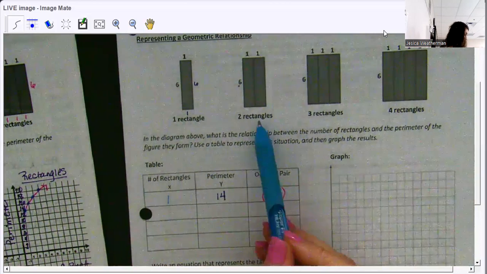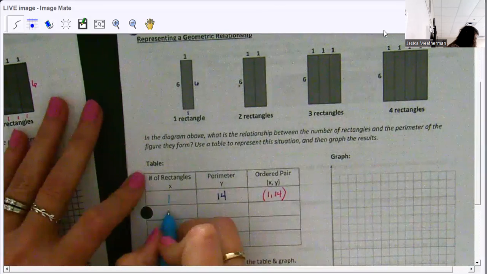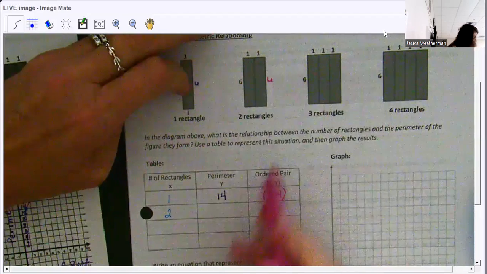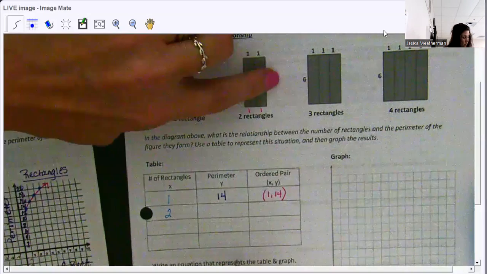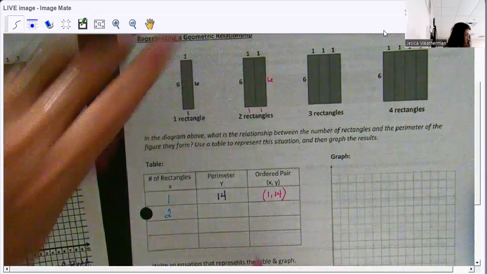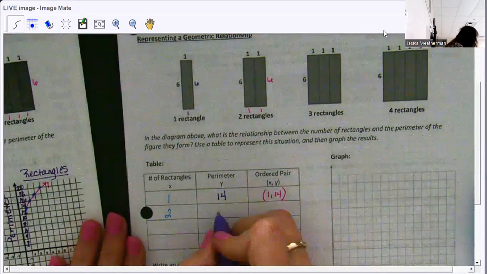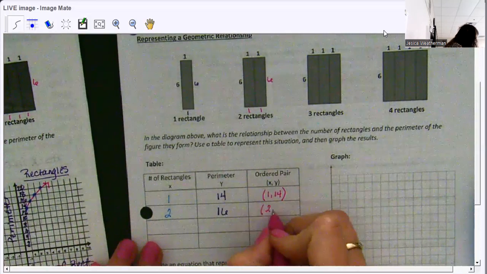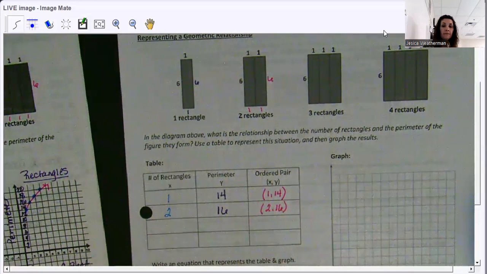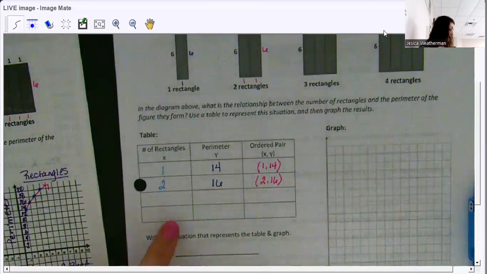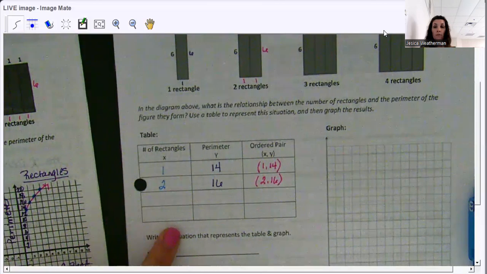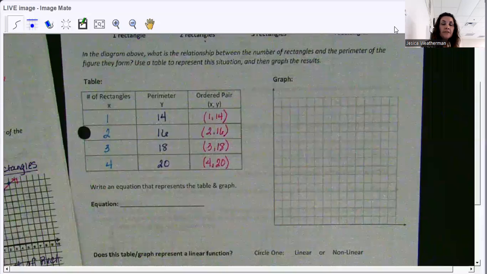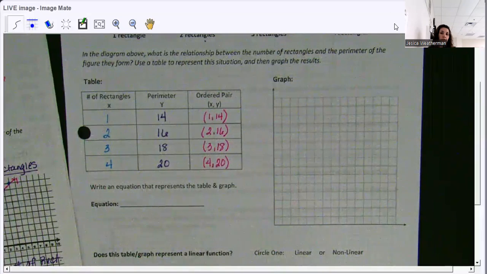Okay. Let's look at the second image. The number of rectangles is 2. Our perimeter, this time, we can't just add to this one. We have to actually figure it out. So we have 6 and 6 is 12, 13, 14, 15, 16. So it's 16. And then our ordered pair for this would be 2, 16. I want you to go ahead and finish the table, and then we'll come back and we'll do the graph together. Okay, so go ahead and check your table, make sure all of that information is right.